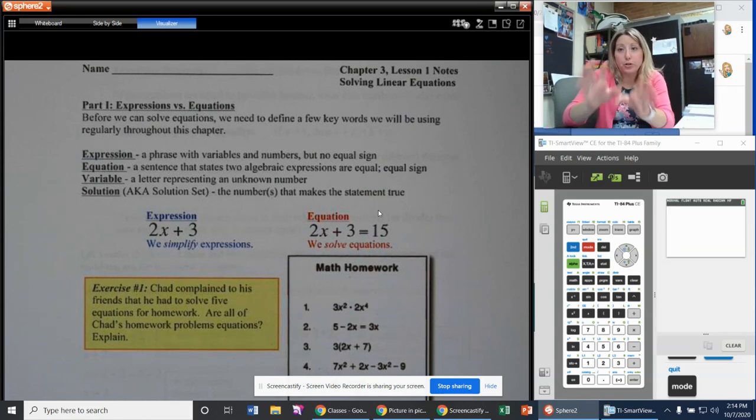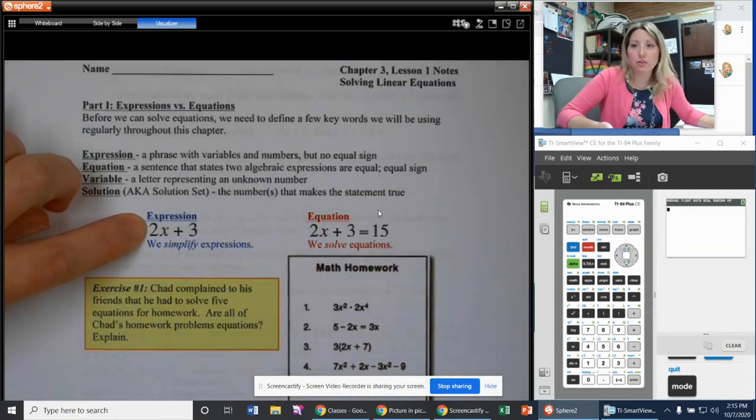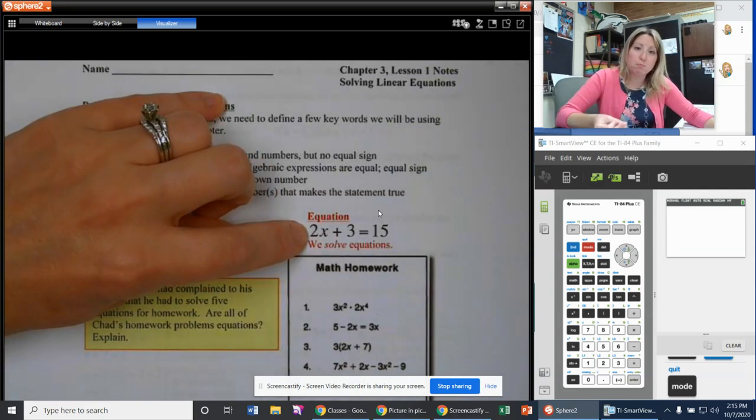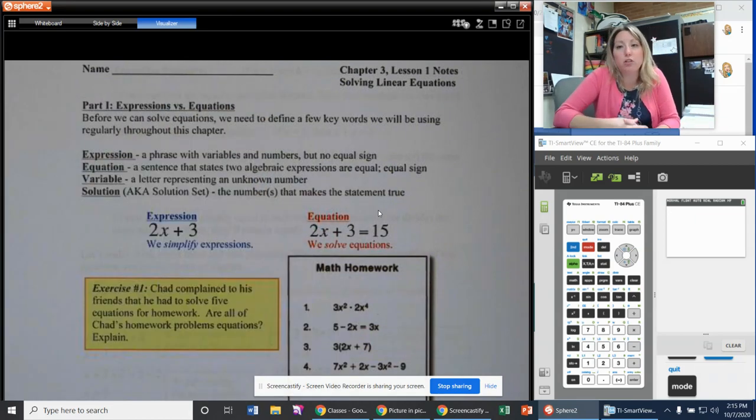Okay, first things first. An equation is like a sentence where there is a noun and a verb. When you don't have the equal sign, that's just an expression. That's like only having the noun. Okay, there's not a full statement made there. Here, there's the full statement made, and that's the equal sign. So we can simplify expressions, but we solve equations.